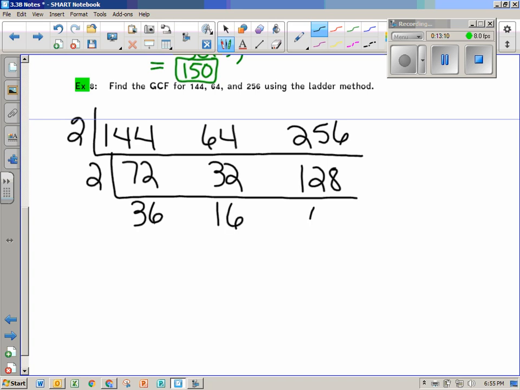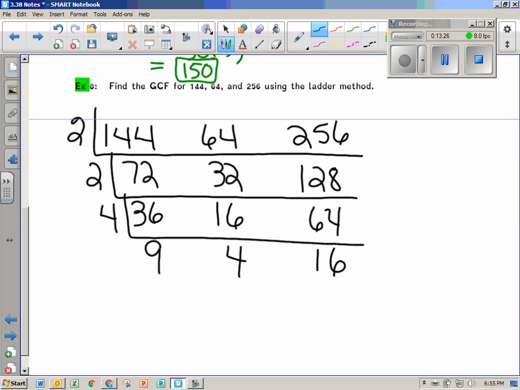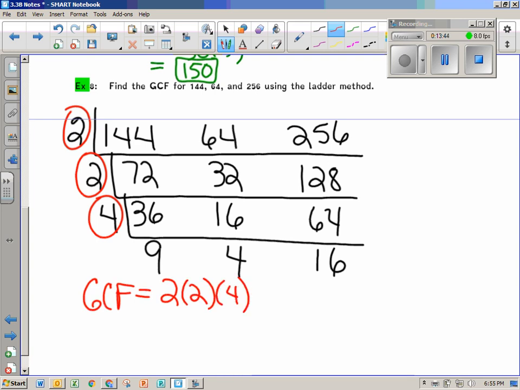So half of 12 is 6, half of 8 is 4. Now I recognize that 4 divides evenly into all, or I could keep dividing by 2. I'll use a 4. 9, 4, and 16. 4 and 16 have a factor in common, but 9, 4, and 16 do not. So you stop there. You're ready to multiply everything in the vertical part of the L. So GCF equals 2 times 2 times 4, which is 16.